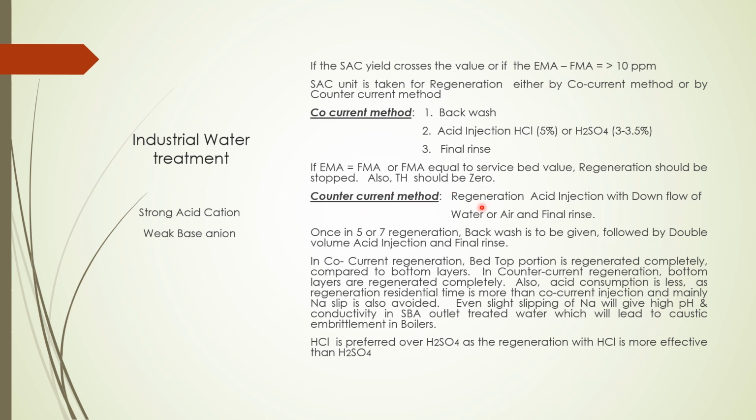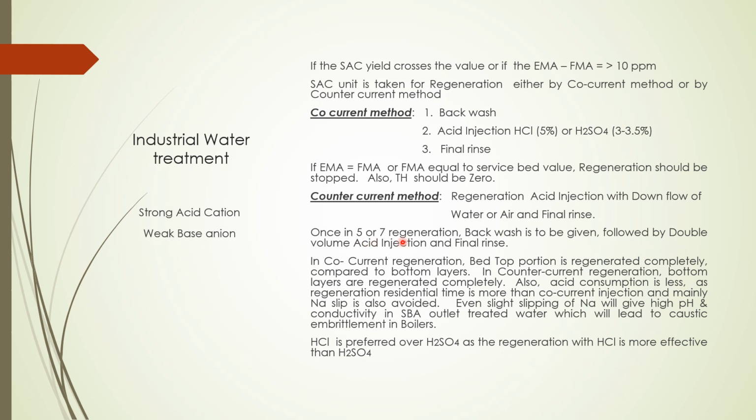In the counter-current method, the injection is normally opposite to the service. Service is from top to bottom, and in the counter-current method the acid injection is from bottom to top. When the acid injection is given from bottom to top, we have to keep a downflow from top to the injection header, either with water or with air. Then it should be followed by the final rinse.